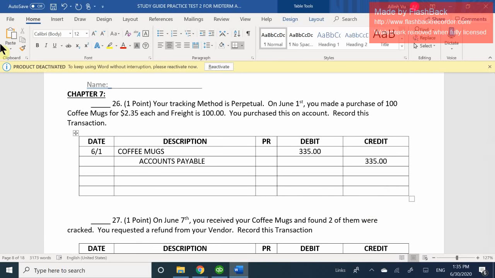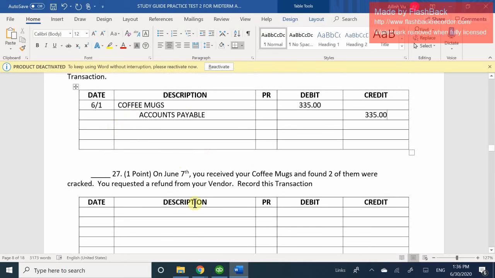So yes, that's the difference. Everything goes into inventory because we're dealing with perpetual inventory. Everything goes in there. There is no need to separate. There is no need to do anything. You just put everything into inventory. So yeah, that's how you do it, and it's $335. Perfect.